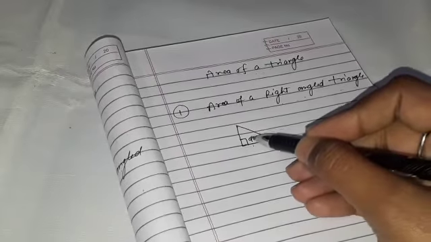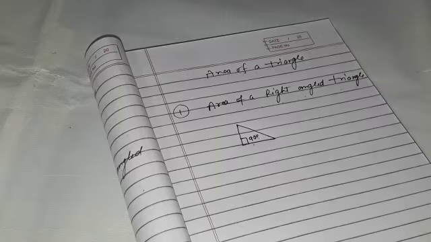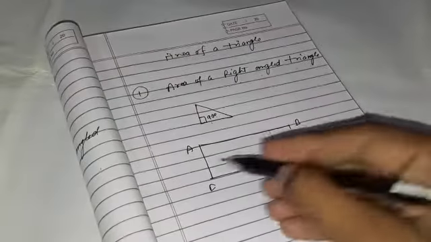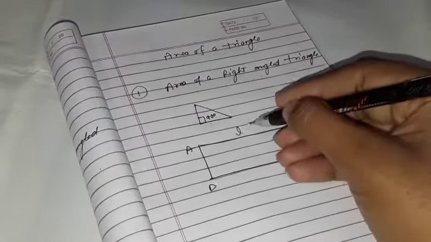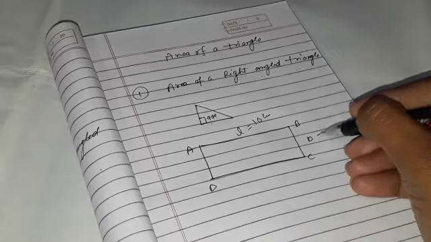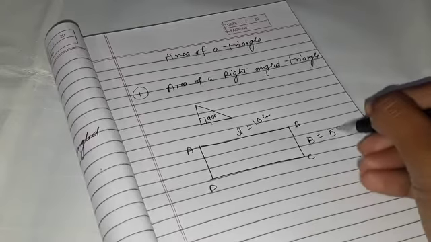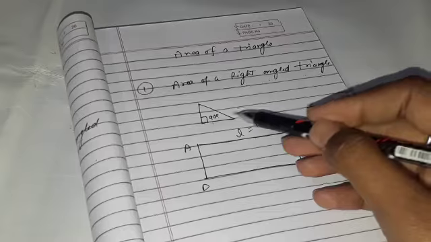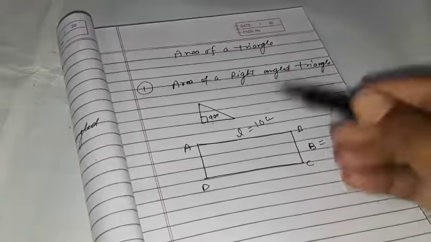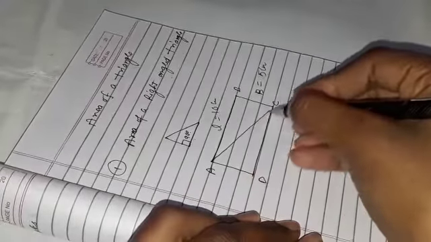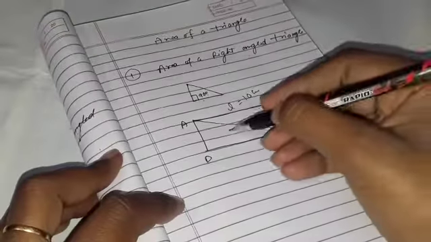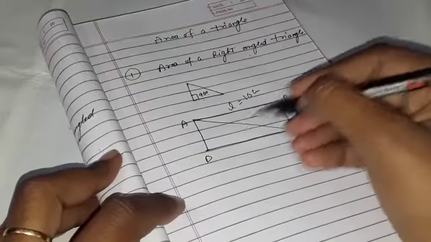But how do we calculate the area of this right angle triangle? For that you have to understand this first. So class, what is this? This is a rectangle whose length is L and breadth is B. Suppose the length is 10 centimeter and breadth is 5 centimeter. And if I want to find the right angle triangle, for that if I make this point A and C, then you can see it divides this rectangle in two equal parts.